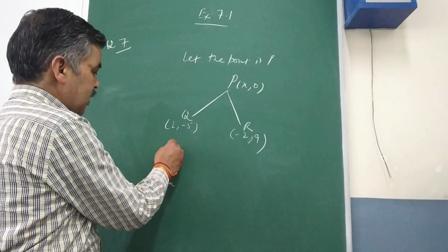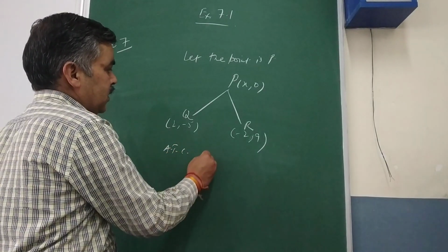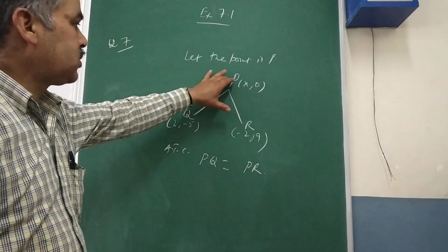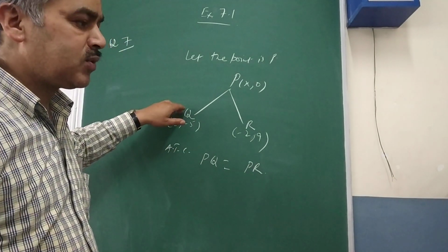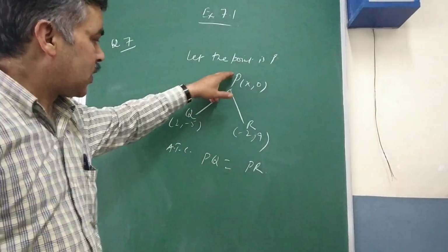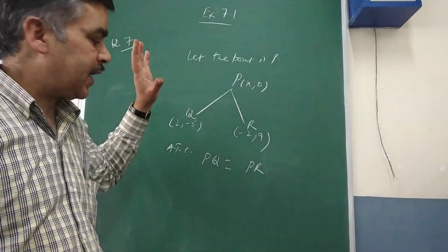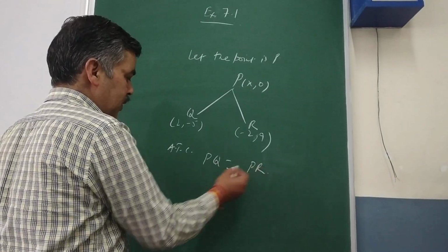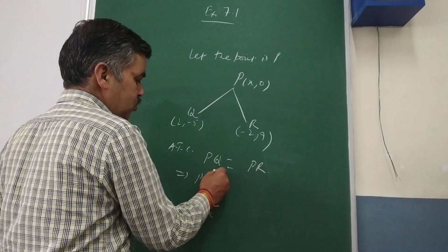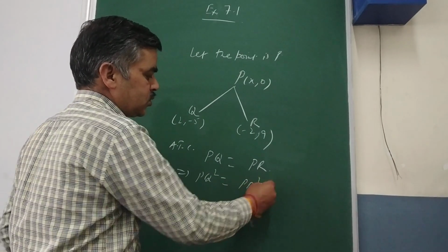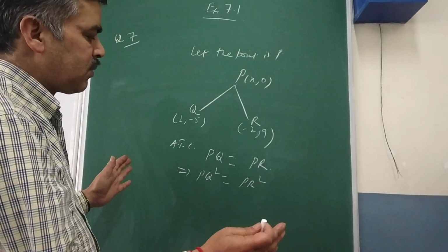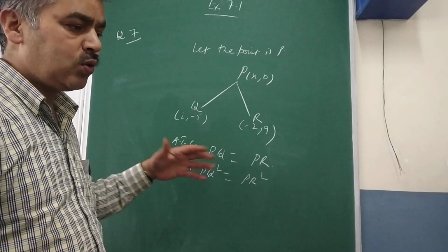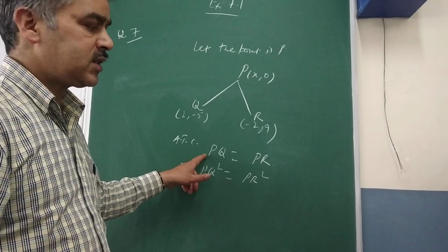Now according to the conditions, what is given? PQ is equal to PR. This point is equidistant from Q as well as from R. So I can write that PQ is equal to PR. So if PQ is equal to PR, then definitely PQ square will also be equal to PR square, so I can cancel the square root sign on both sides. As soon as you square, the root sign will go off. In the distance formula, the root sign is always there.